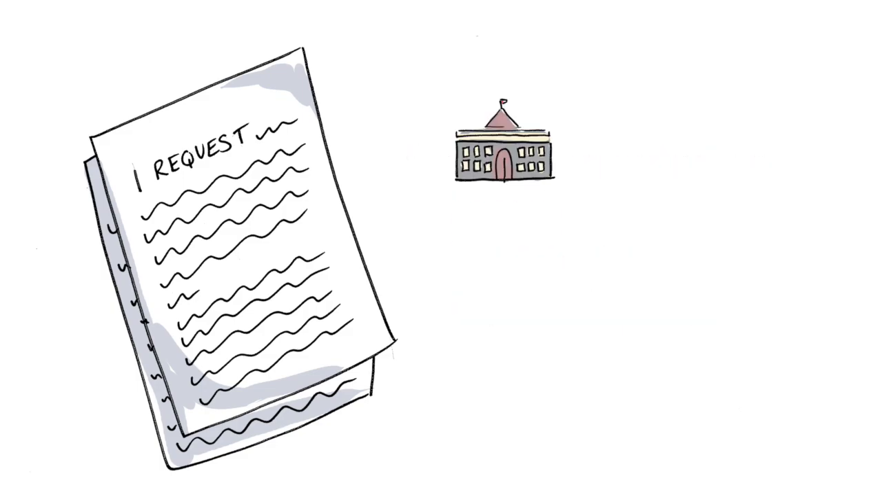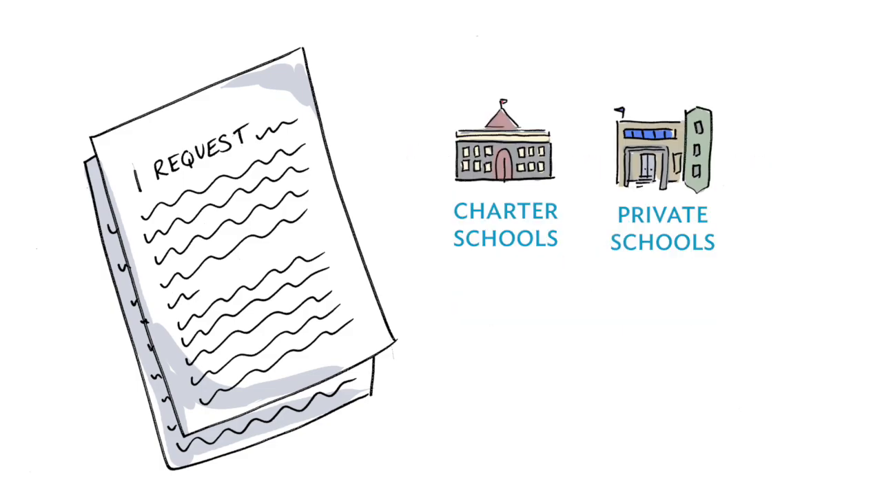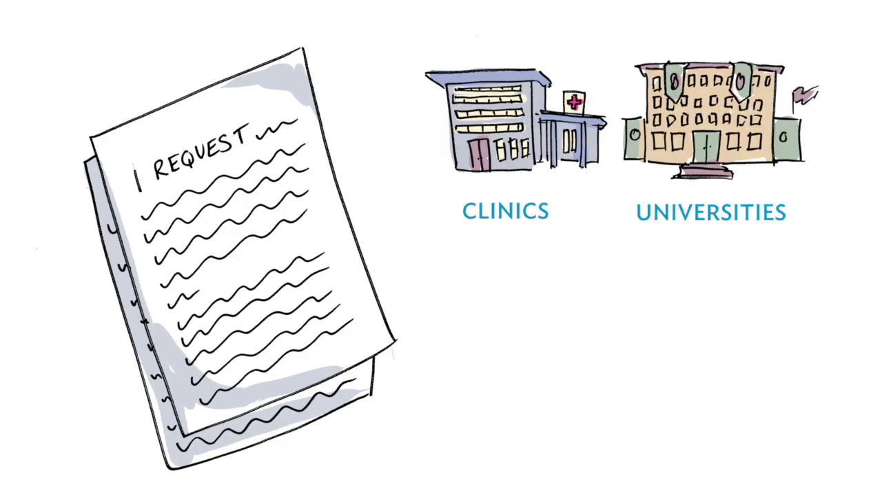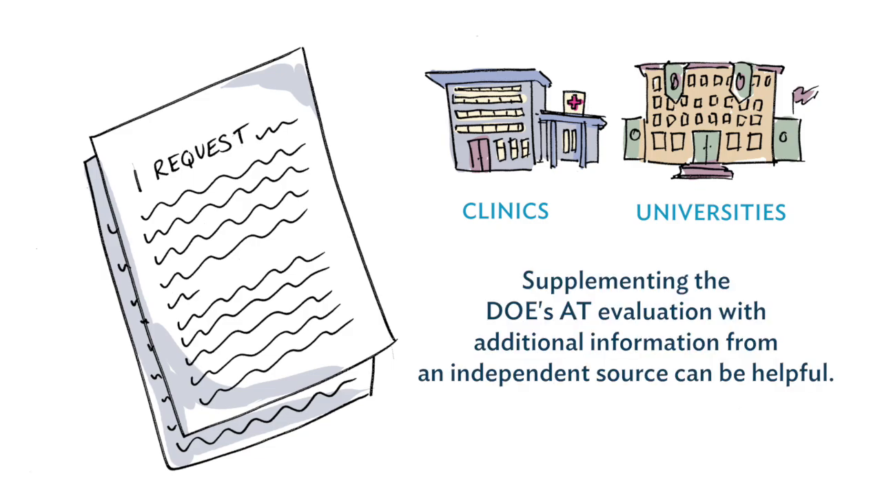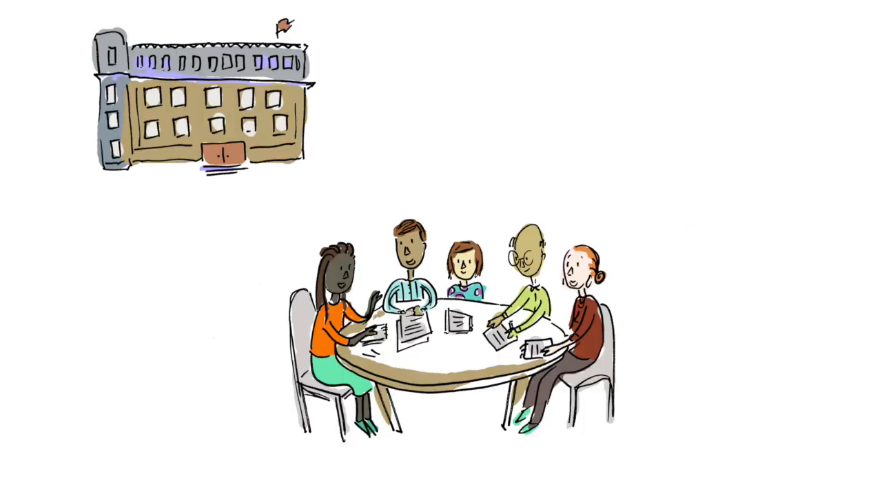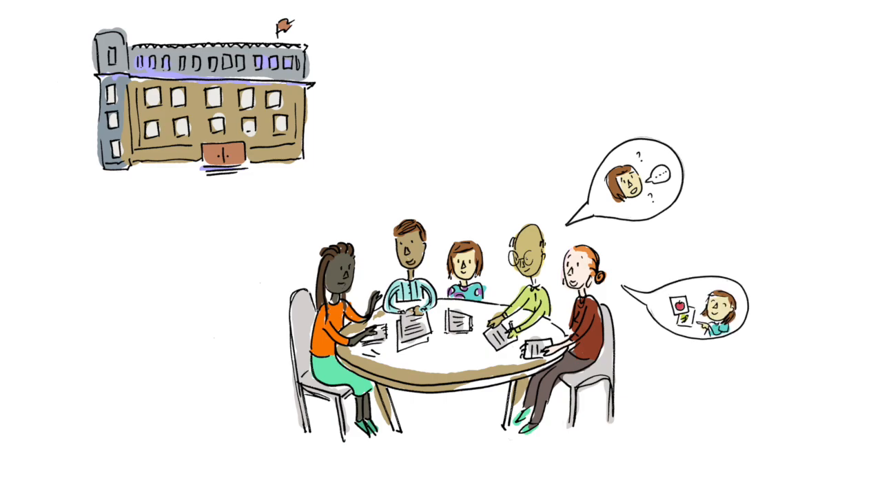For students who attend charter schools or private schools, the request should be submitted to the Regional Committee on Special Education office. There are many sources of independent evaluations, such as clinics and universities, that you may be able to arrange through your health insurance or Medicaid. Supplementing the DOE's AT evaluation with additional information from an independent source can be helpful. All of the information will be considered at an IEP meeting to determine if a student needs AT or AAC, and if so, devices and/or services will be recommended. Then it's time to get started.